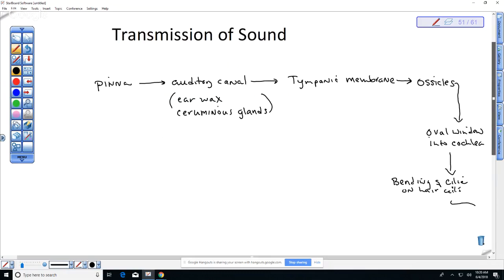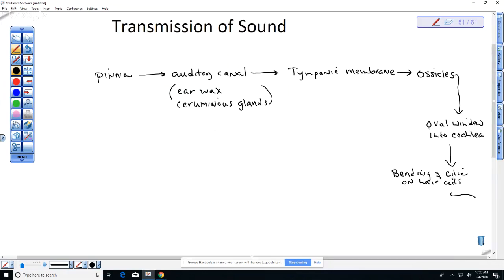Sometimes men in particular have a hard time hearing the higher frequencies. That's why they don't hear you. They say, well, I can't hear you because your voice is too high.